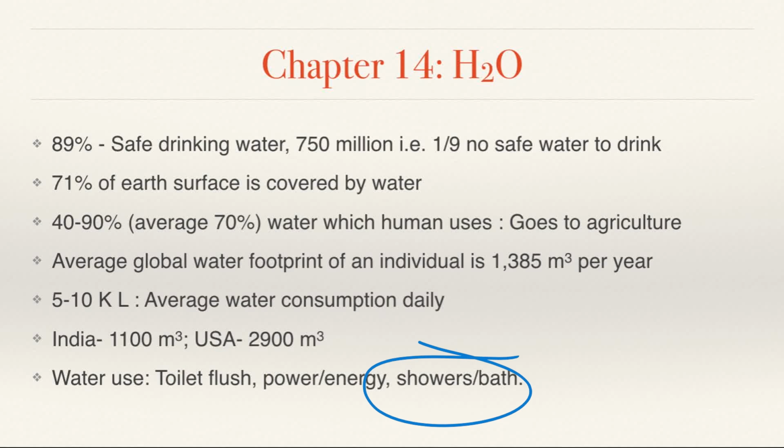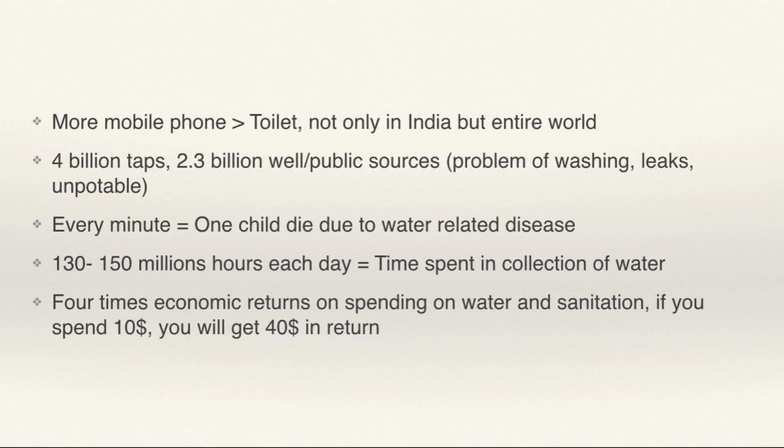So this is the water usage consumption pattern. Unfortunately, in the entire world, not just in India, there are more mobile phones than toilets. And as I've spoken, there are 6.3 billion people who have access to water. 4 billion access through taps, while 2.3 billion access through wells or public sources.